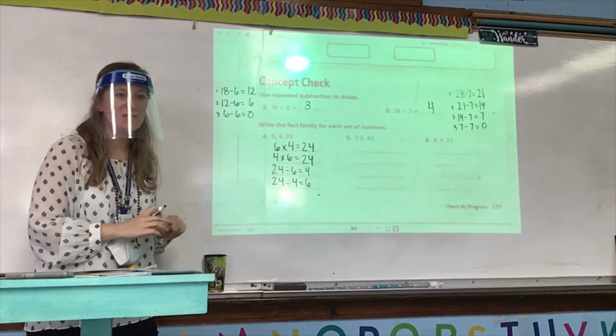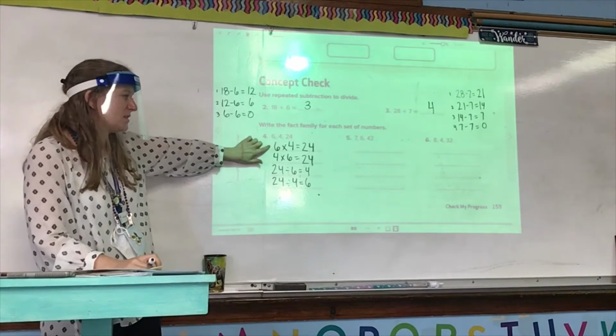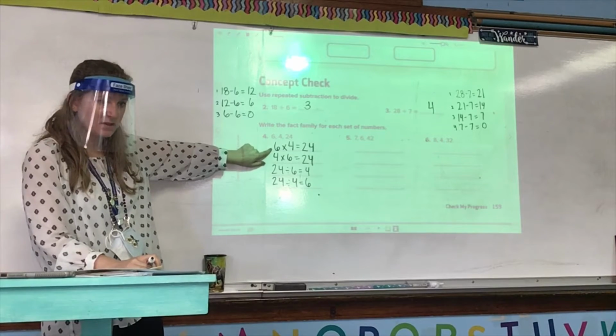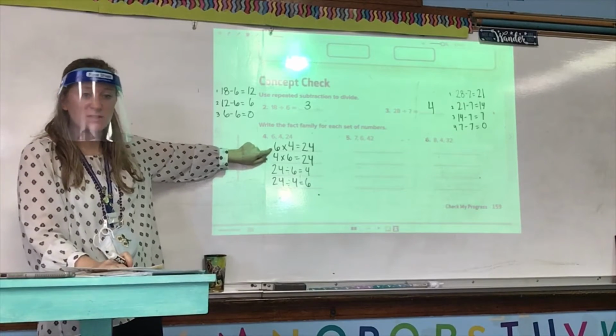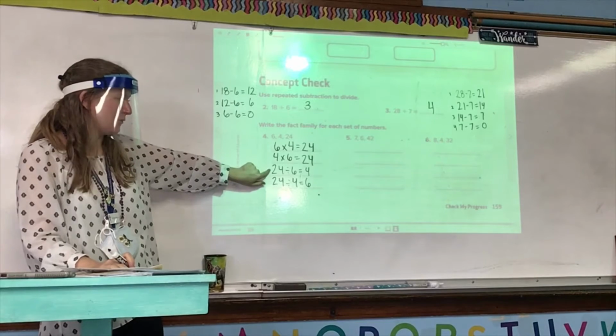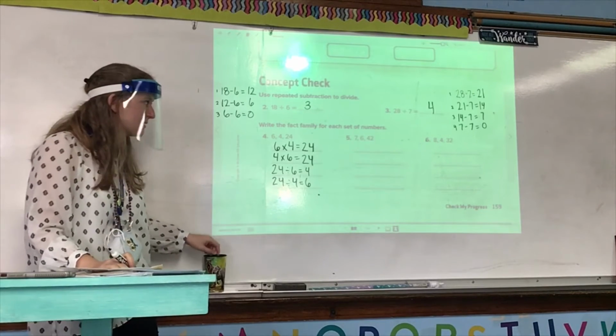So make sure you have each of those. As I'm reading the problem, make sure you have it. Point to it on your page. 6 times 4 equals 24. I should see you pointing to it on your page. May not be the first one. 4 times 6 equals 24. 24 divided by 6 equals 4. 24 divided by 4 equals 6.